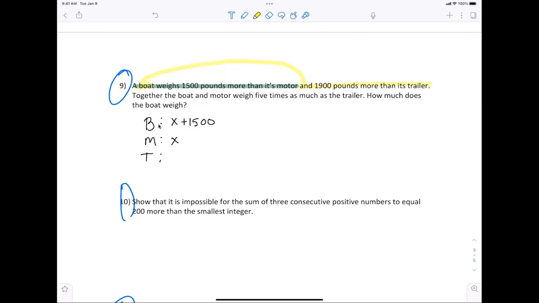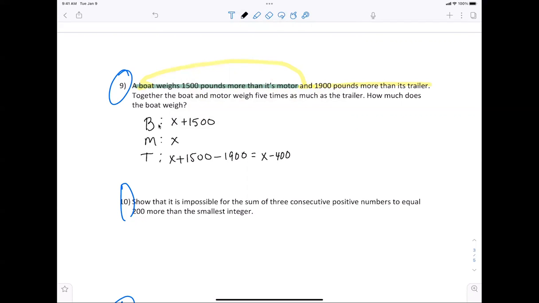So the trailer is X plus 1,500 minus 1,900. That's what you're supposed to understand, and that's what makes this particularly hard. Just a minute, you're going to listen to mine for a second. Then the trailer, if we simplified that, would be X minus 400. Does anybody have any questions with that?